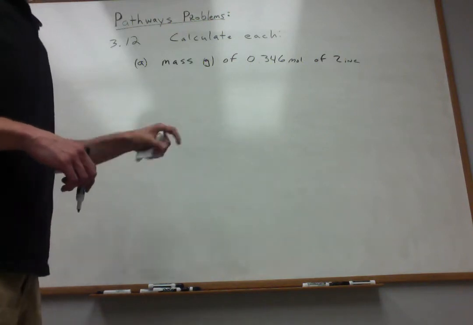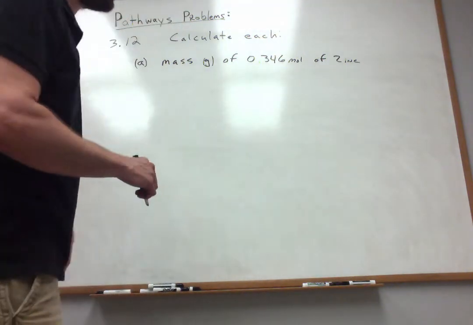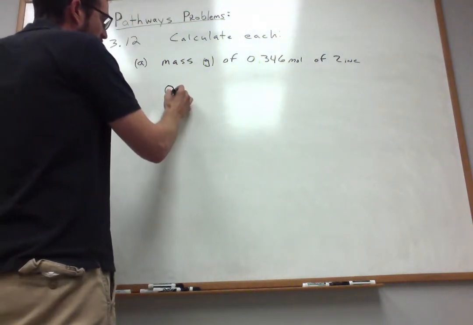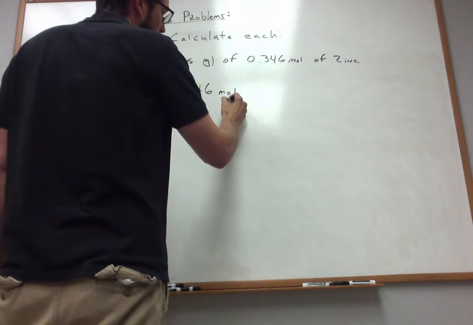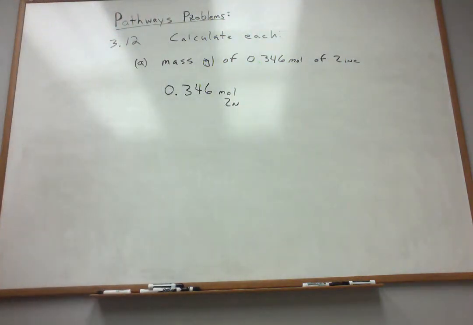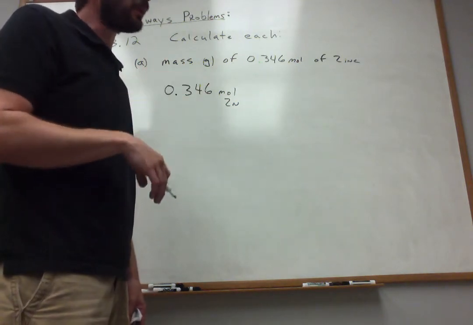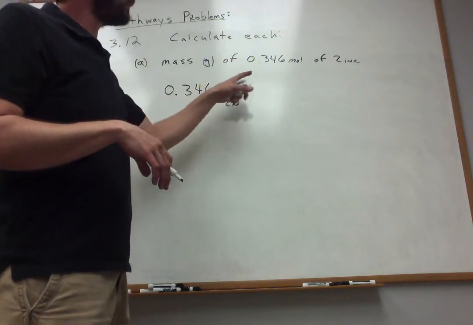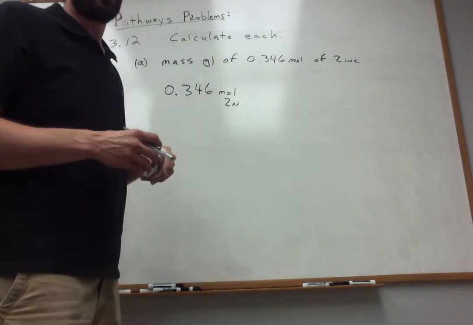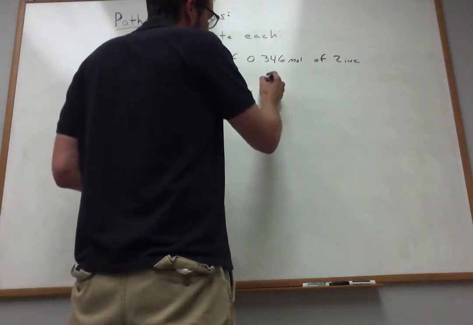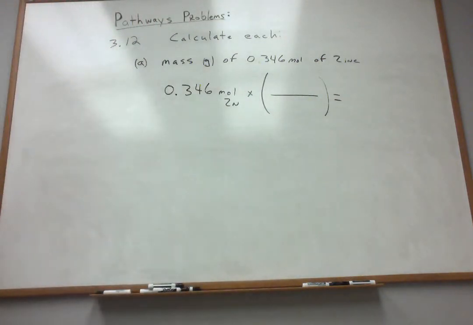So part A wants us to compute the mass in grams of a sample of zinc, which is 0.346 moles. When you're working this type of problem, it turns out that it's very much a unit conversion problem. Essentially, we're converting between moles, mass, molecules, atoms, whatever. Here, we want to know the mass, but we're given a certain quantity in moles, 0.346 moles of zinc. We can treat it like a unit conversion by multiplying by our conversion factor.